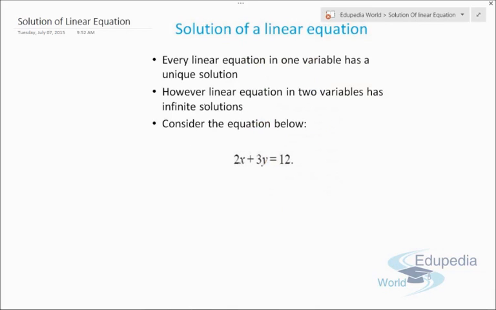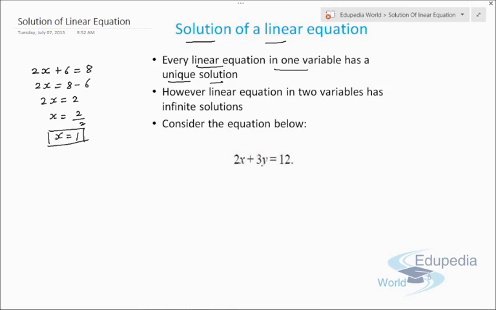Now in this topic we'll discuss how to solve a linear equation in two variables or one variable. So let me discuss once again something more about linear equations in one variable and two variables. Now every linear equation in one variable has a unique solution. Now let me discuss what we mean by unique solution. Suppose we have equation 2x plus 6 equals to 8. When we solve this equation, we get 2x equals to 8 minus 6. We get 2x equals to 2 and we get x equals to 2 by 2. So x equals to 1.